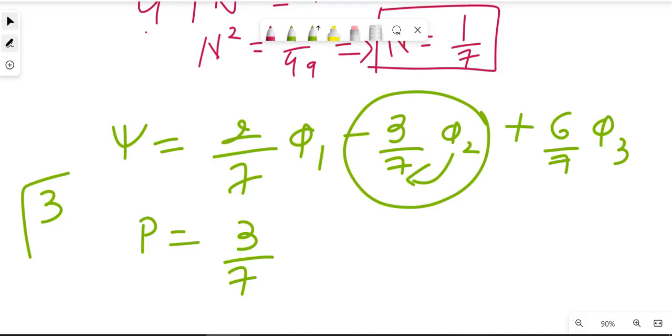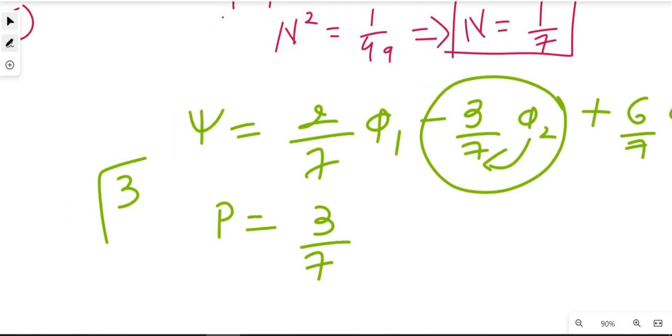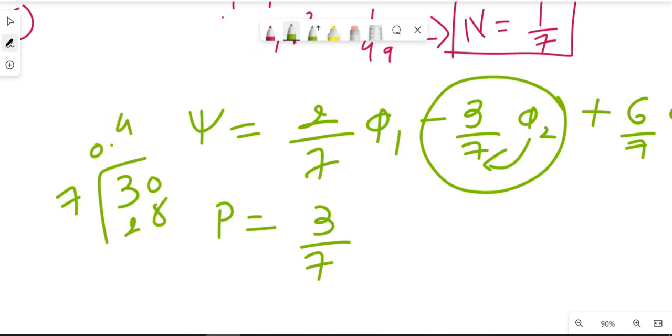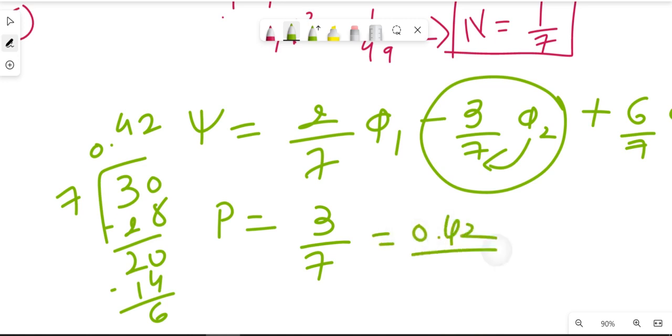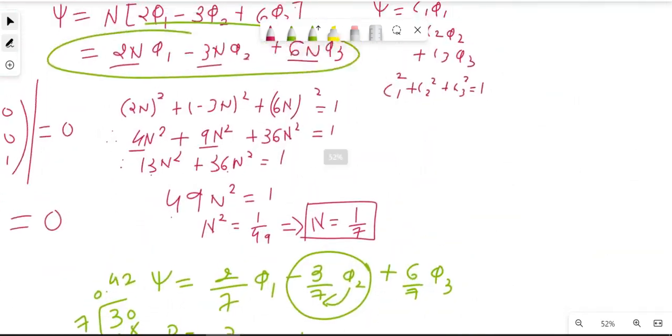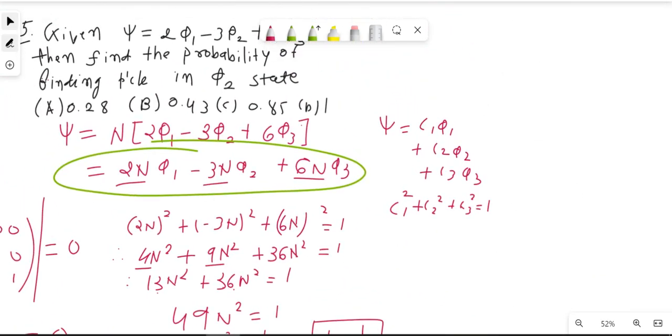3 divided by 7 will be, it is just like 0.42, so our correct answer will be option B, okay, 0.43. So these 5 questions are for today.